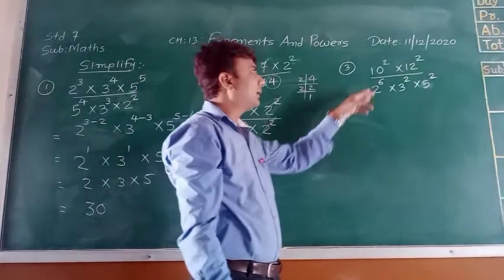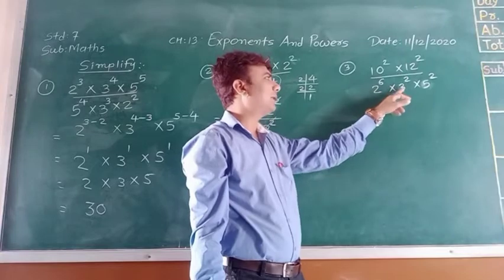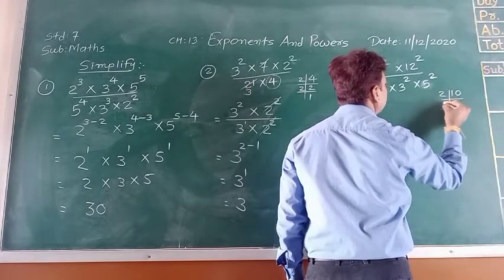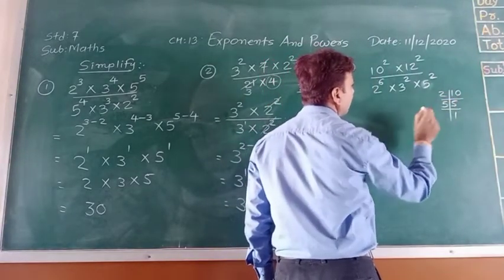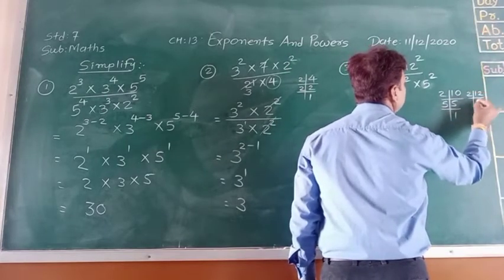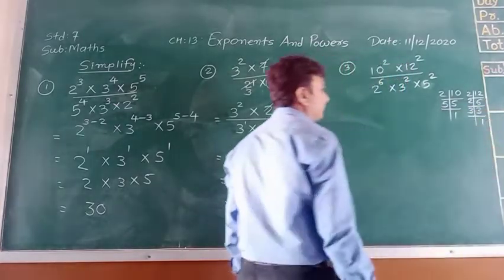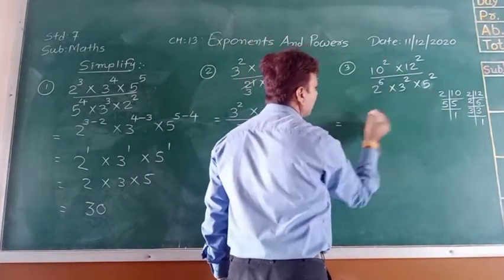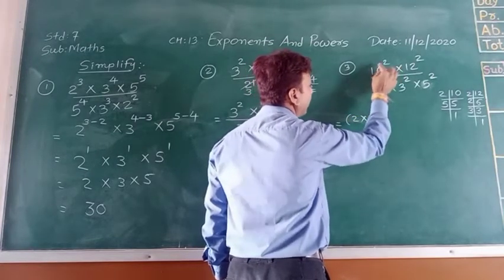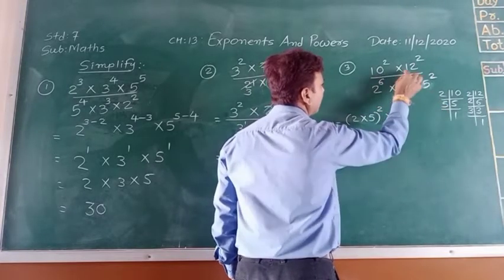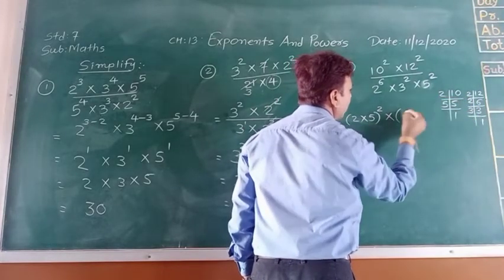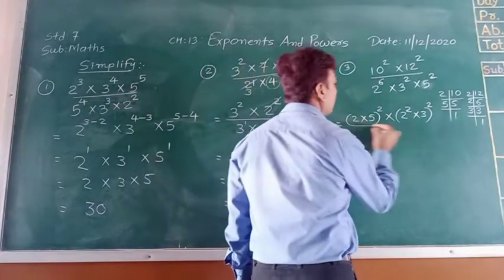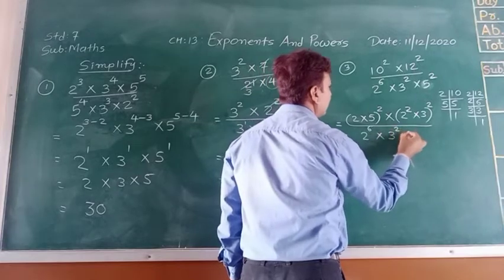Now this third sum: 10 square multiply 12 square, upon 2 raised to 6 multiply 3 square multiply 5 square. First, 10 factors: 2 times 5 is 10. And 12 factors: 2 times 6 is 12, 2 times 3 is 6, so 12 is 2 square times 3. So in place of 10, we can write 2 multiply 5, whole square. In place of 12, we can write 2 square and 3, whole square, upon 2 raised to 6 multiply 3 square multiply 5 square.